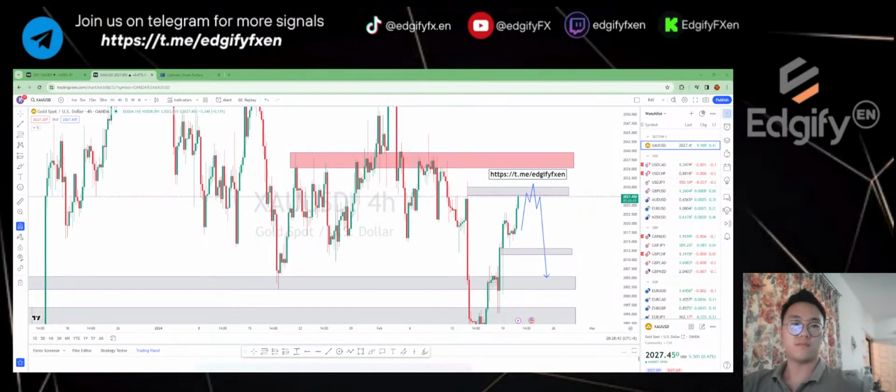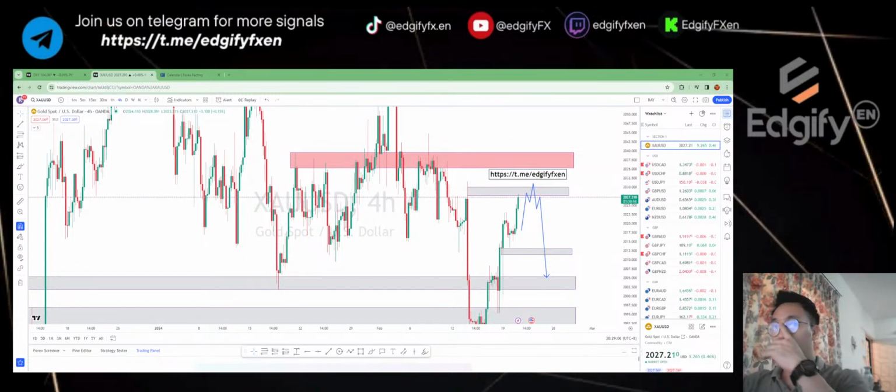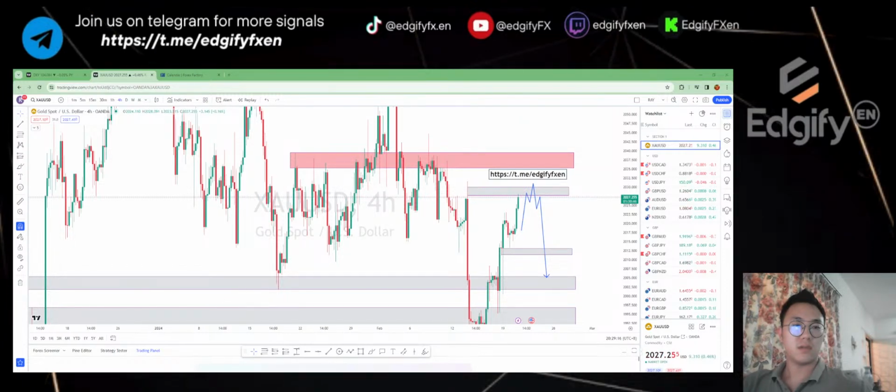Just give me a moment. Right now, I'm still waiting for confirmation on the lower time frame, which is on the 15 minute. So I will wait for the confirmation to happen first, and then only I'll hop in for the trade. Just give me a minute.